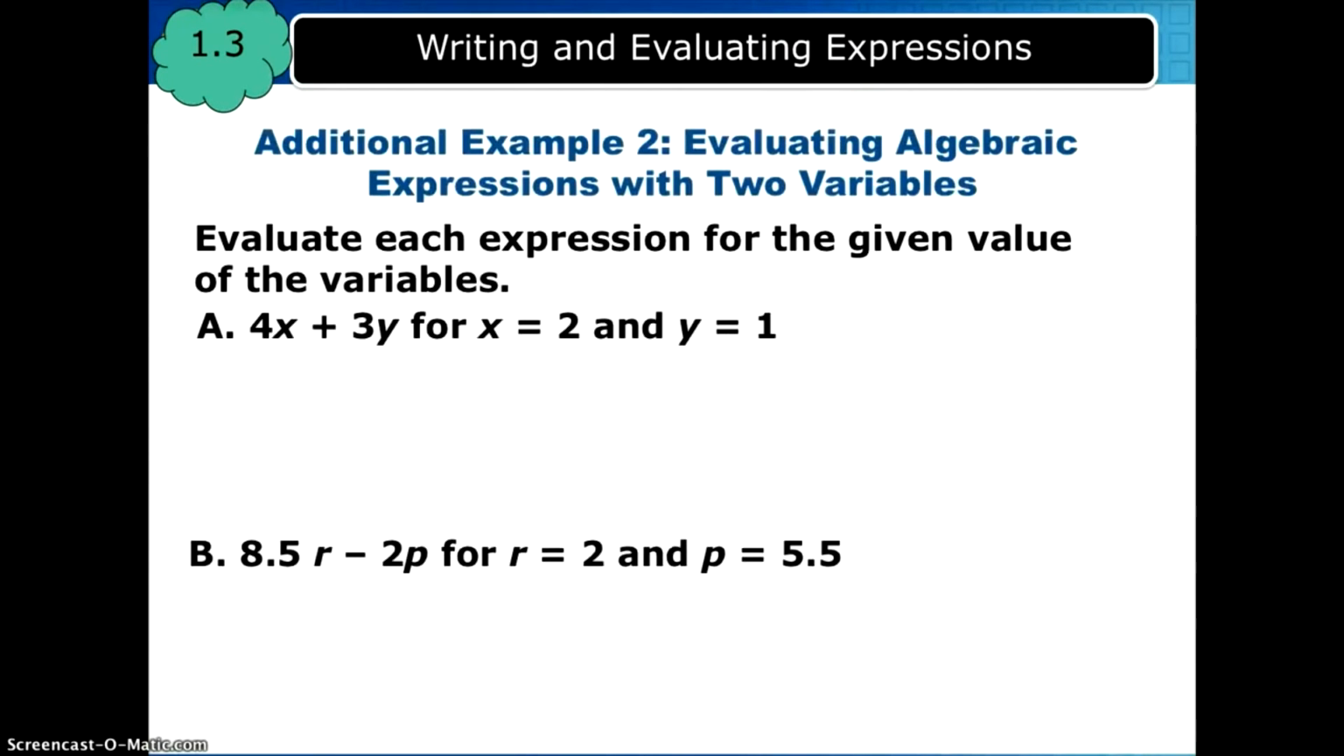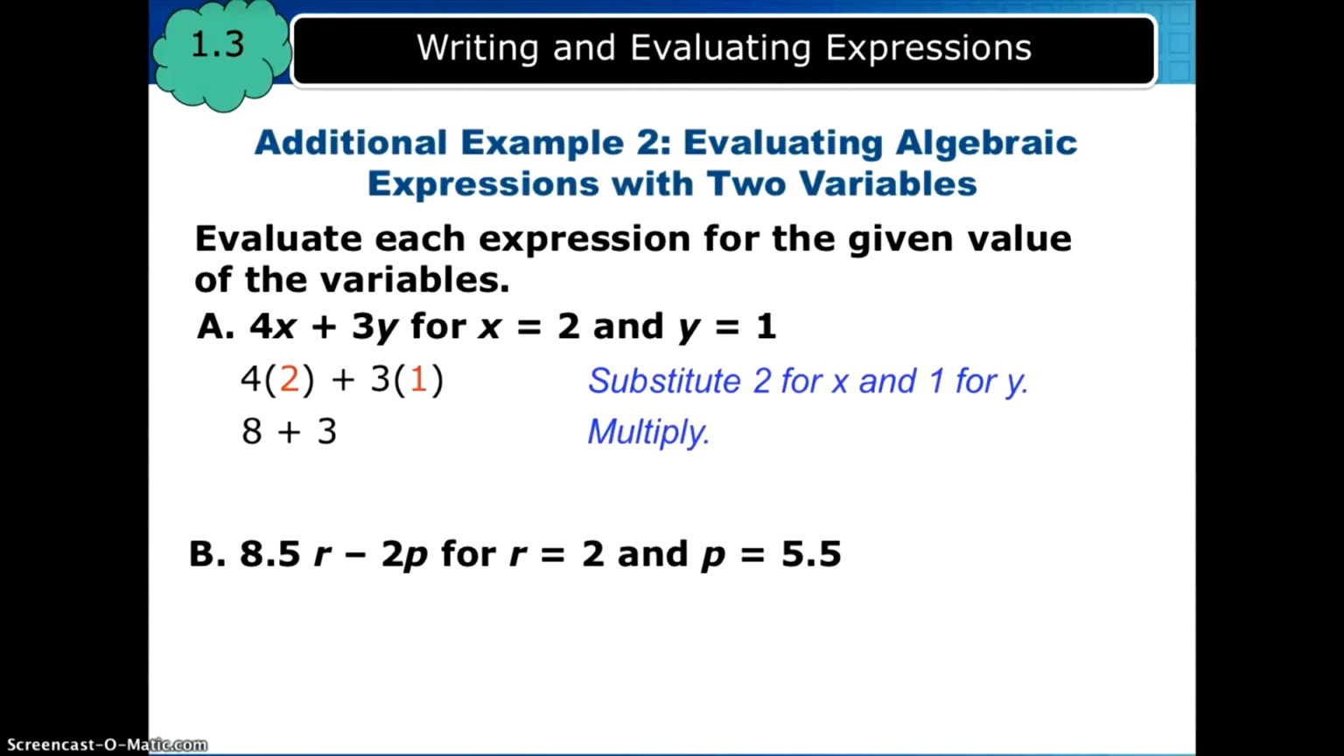Evaluate each expression for the given value of the variables. So this time we have 2 variables. We're going to have to substitute in twice. So I'm going to substitute in part A, x equaling 2 and y equaling 1. So if I substitute 2 for x and 1 for y, it looks like this. I need to multiply 4 times 2, and I need to multiply 3 times 1. I'm going to multiply those together to get 8 and 3. I'm adding 8 plus 3 to get 11 as my final answer.